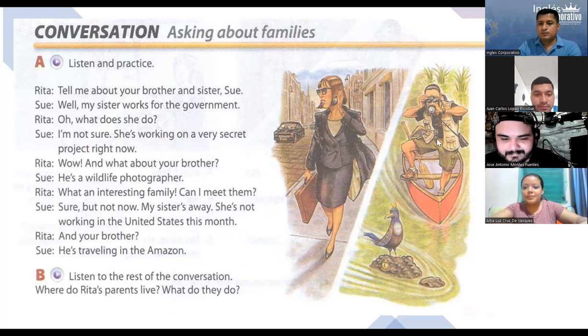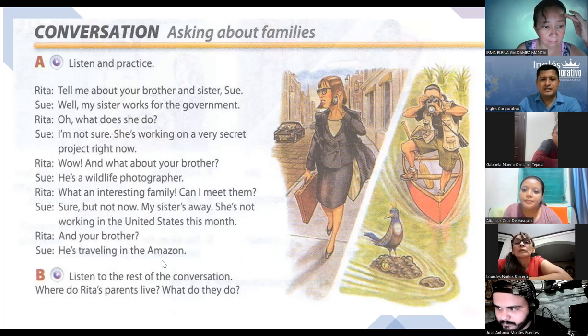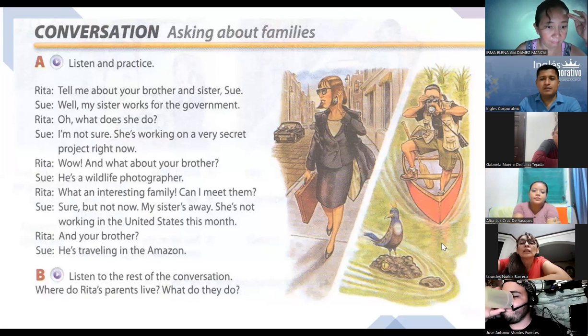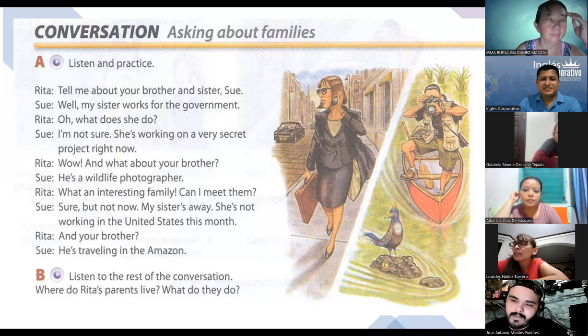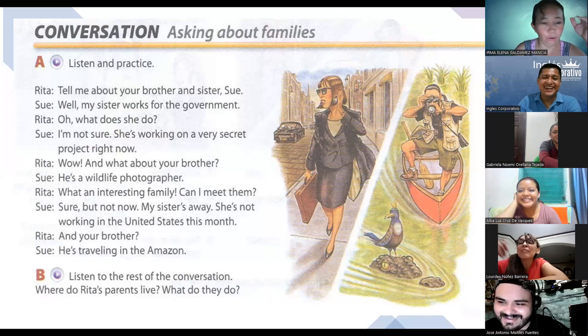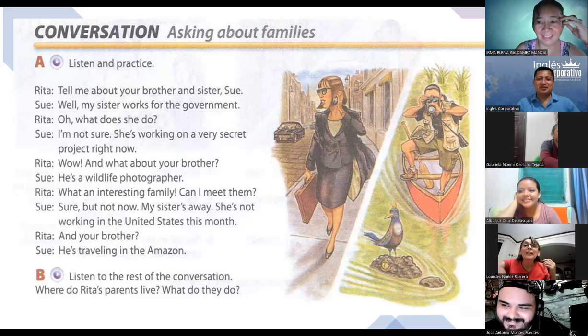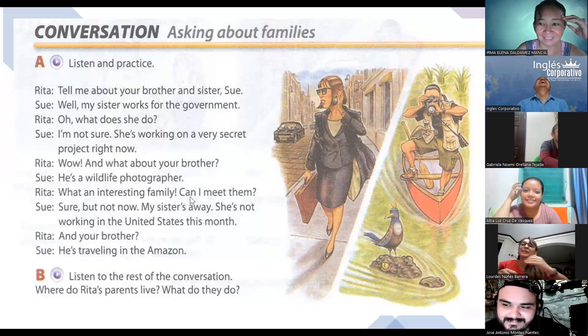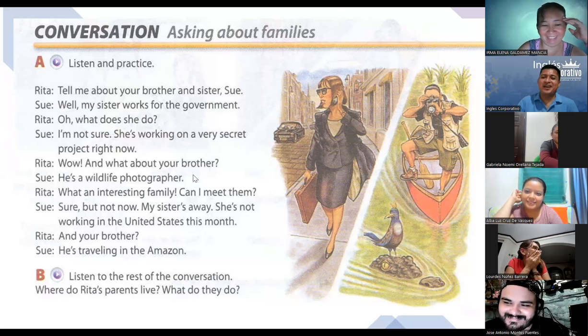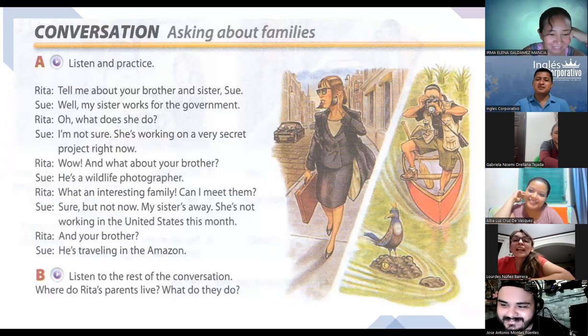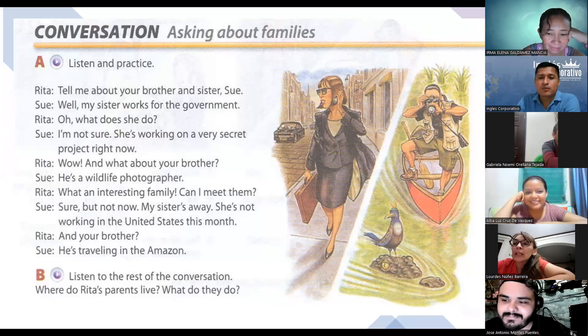Okay. Question for you, Lourdes, where is the Amazon? Where is the Amazon, Lourdes? The Amazon, the online store. No, okay, no. The Amazon region. No. It's because of the context, Lourdes. Look at it, traveling. He's traveling around the Amazon, sorry. What is that Amazon? Where is it? In Brazil?